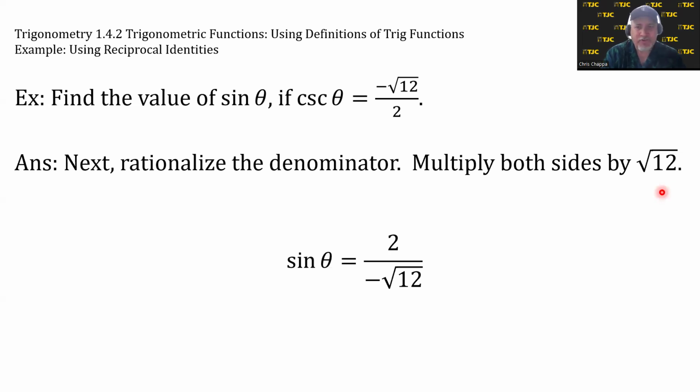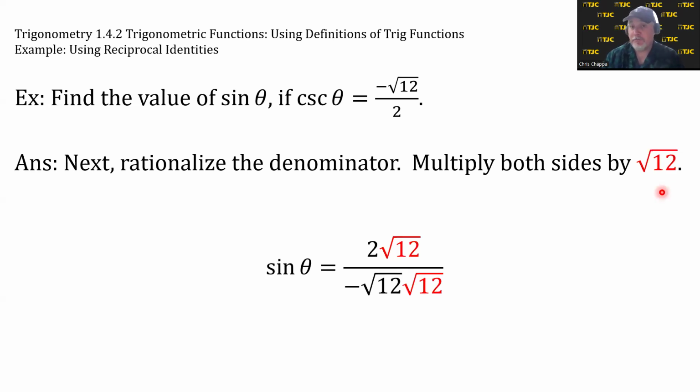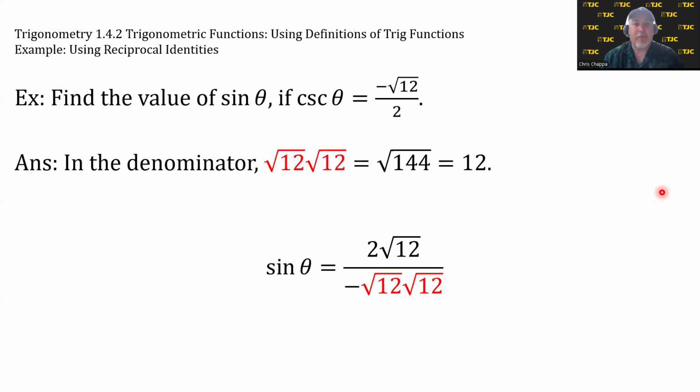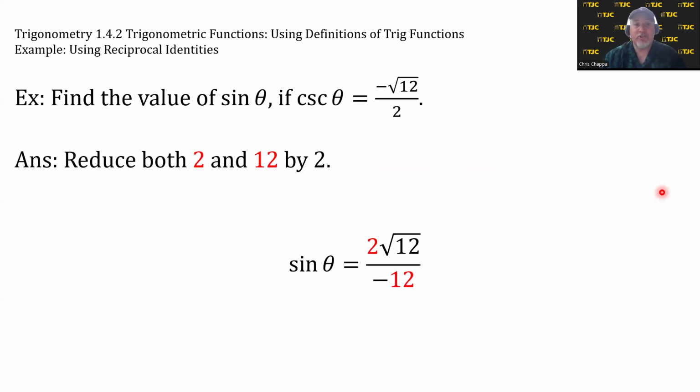The classic move is to multiply both sides by that square root, which in this case means multiply both sides by the square root of 12. What it does is set up a multiplication problem in the denominator. The square root of 12 times the square root of 12 equals the square root of 144, but that's just 12. No more square root in the denominator. Now we can reduce the 2 and the 12 by 2. They become 1 and 6 respectively.